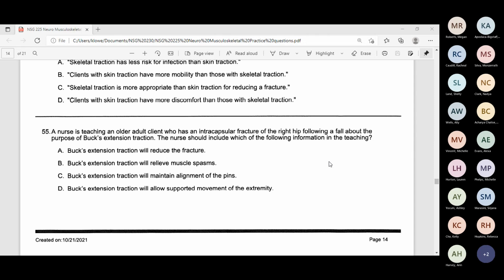Yeah, so it's B. It's a skin traction, and it's for femur fractures. It is used on the lower part of the leg, and the Buck's extension traction will relieve muscle spasms. So the other ones, if we read about them, are really describing more of a skeletal traction.